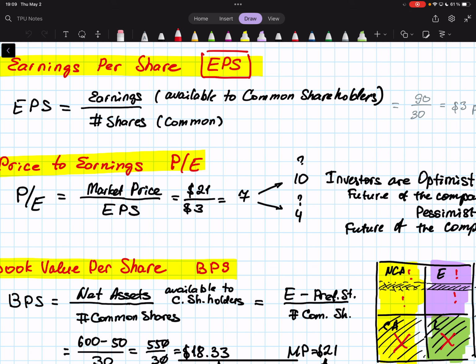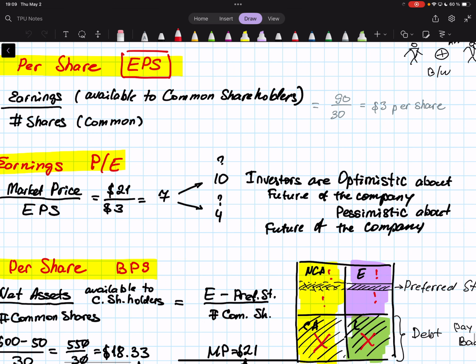So in this case, when the market price is growing faster, the ratio will go up because the numerator is a bigger number than the denominator. And let's say if it was 7 and then it becomes 10, it means that the overall position of the company in the market is getting better. It's getting better and better. In other words, we say that investors are optimistic about the future of the company.